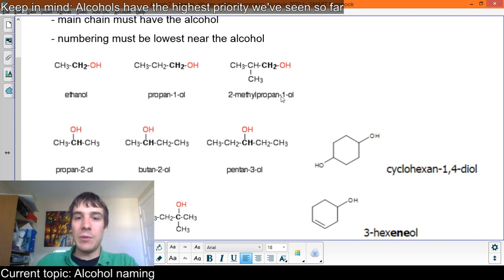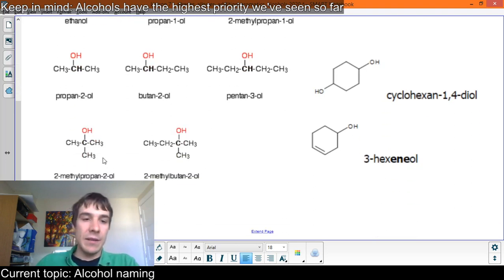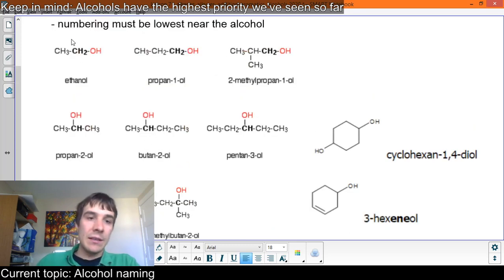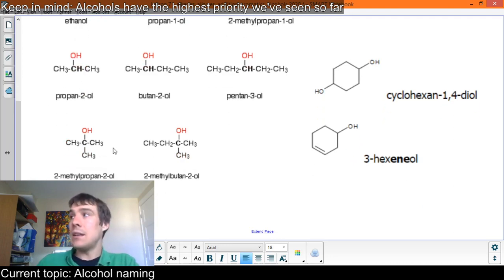Here's 2-methylpropan-1-ol, 2-methylpropan-1-ol, stuff like that. You can have tertiary alcohols as well, so 2-methylpropan-2-ol, or 2-methylbutan-2-ol. This is called a primary alcohol because the alcohol's on the end. This is a secondary alcohol because there's 2 carbons attached. There's a hydrogen on the opposite side. This is a tertiary. The alcohol is attached to a carbon, and that carbon is just surrounded by carbons.